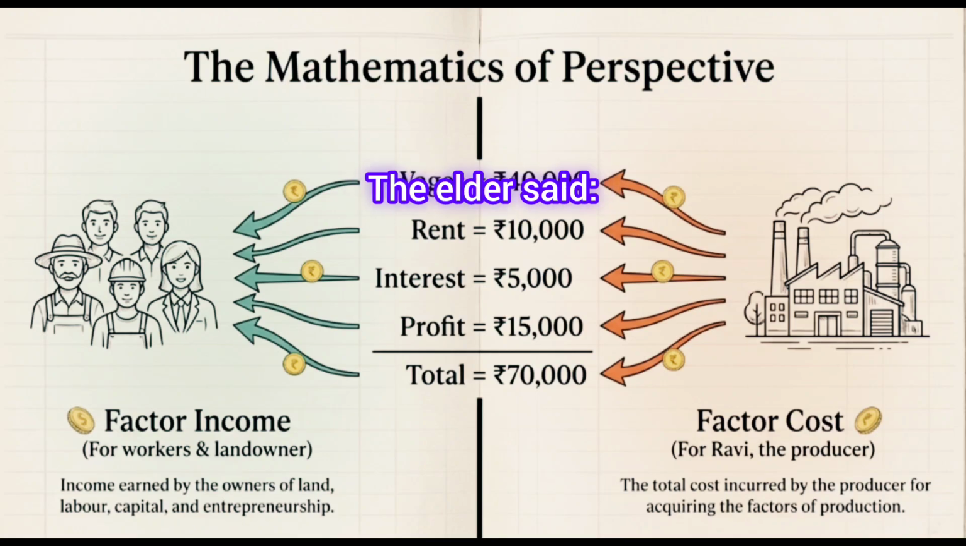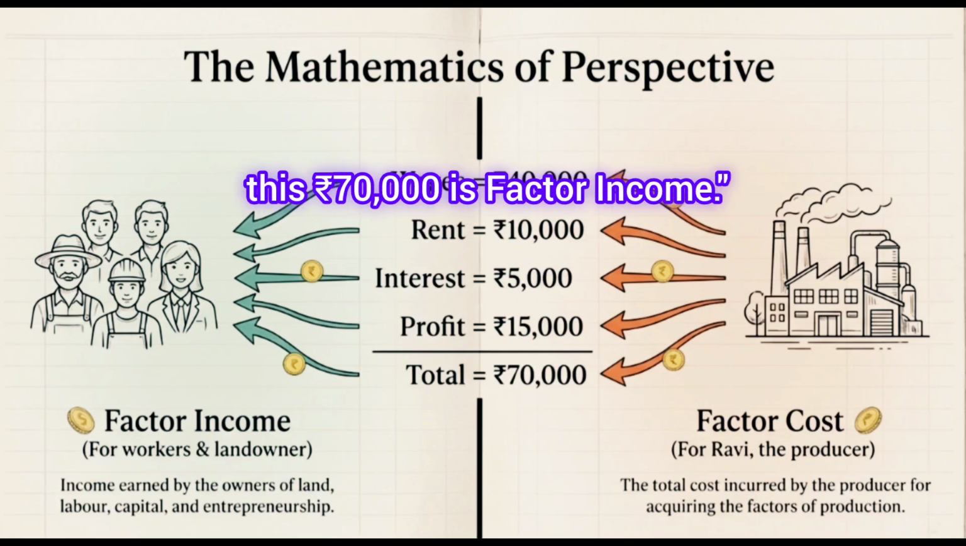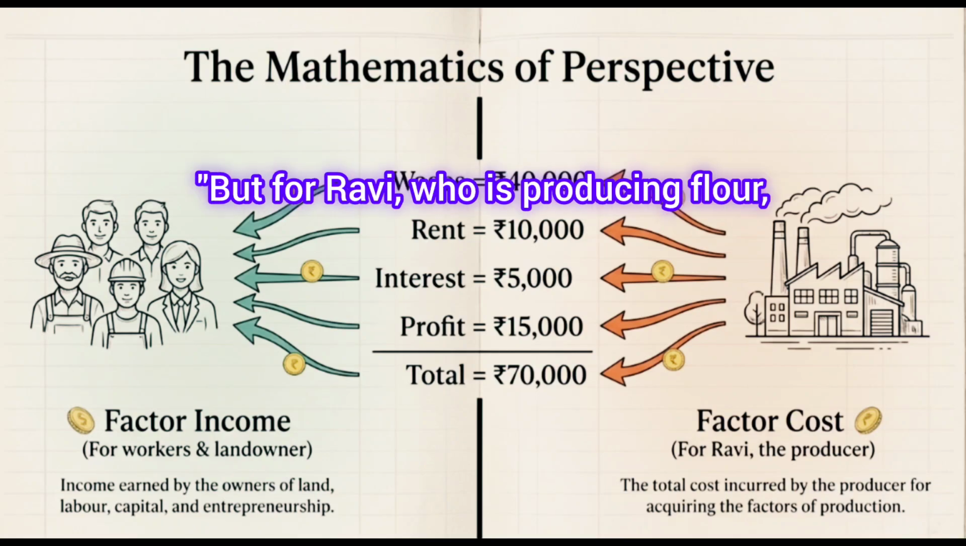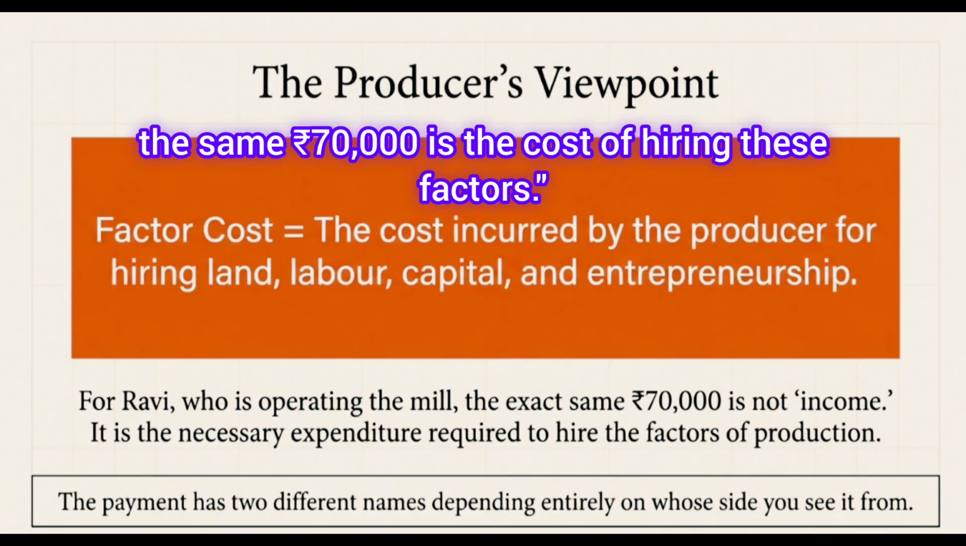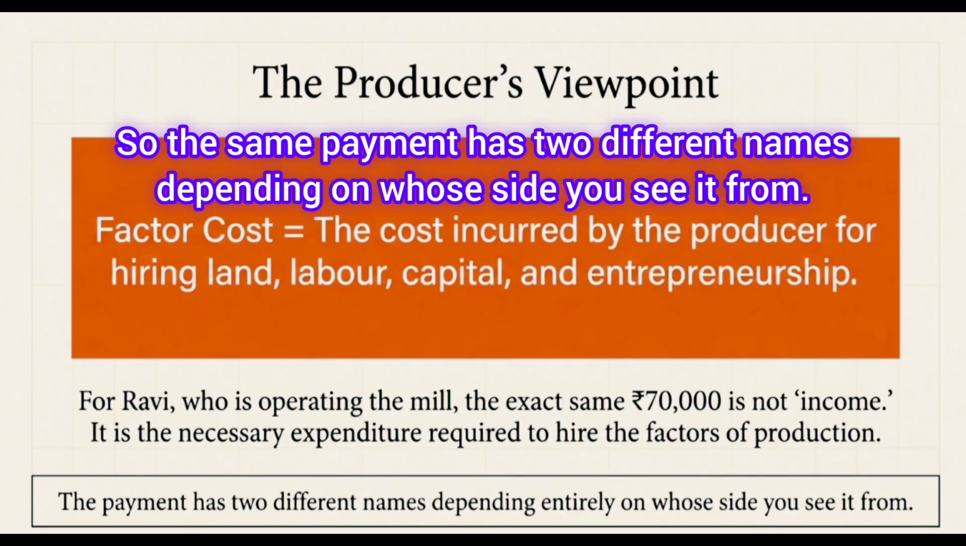The elder said, "For the workers and landowner, this 70,000 rupees is factor income. But for Ravi, who is producing flour, the same 70,000 rupees is the cost of hiring these factors." So the same payment has two different names depending on whose side you see it from.